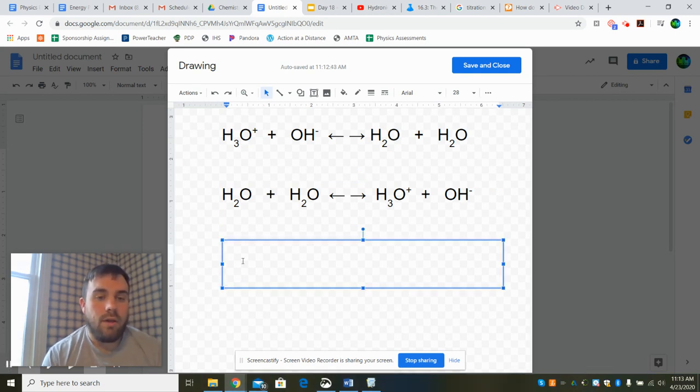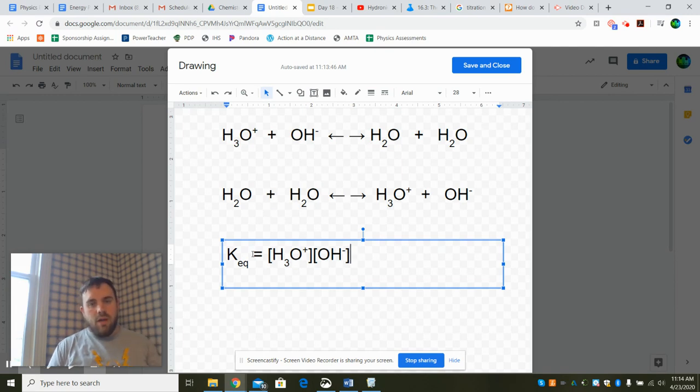So when we write our equilibrium constant, we are going to write KEQ is equal to the concentration of the products, which would be the concentration of the hydronium ion times the concentration of the hydroxide ion, like that. And then we would divide that by the reactants. However, we do not write water in equilibrium expression constants because you can't talk about the concentration of water. It doesn't make any sense because water is part of the solution. So therefore, this is our equilibrium constant.